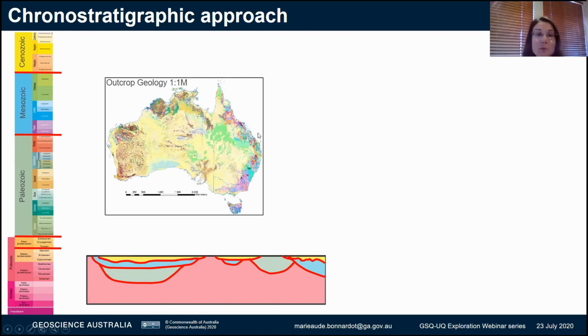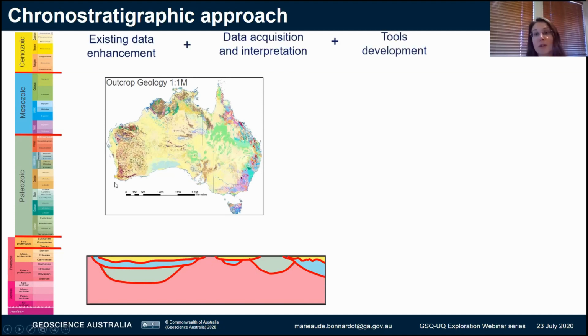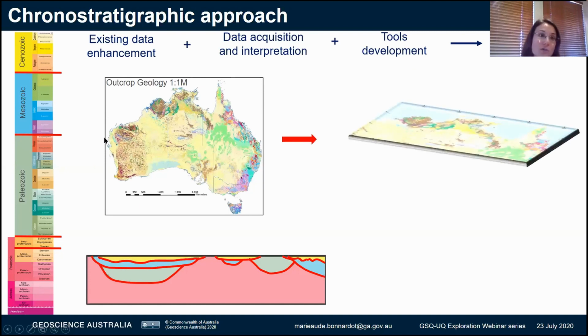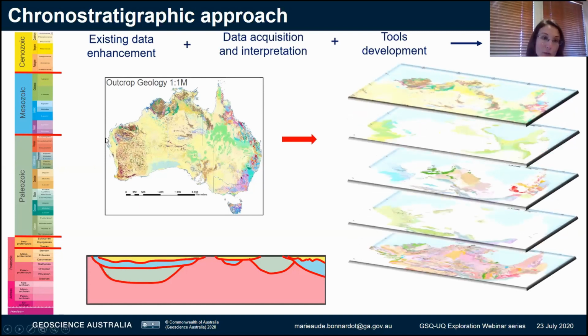So how can we map below the cover? Well, given that the cover accounts for about 80% of the continent, we cannot realistically only rely on conventional field mapping and sampling, and instead we need to develop a new approach that involves enhancement and acquisition of multidisciplinary and multi-scale datasets, as well as the development of predictive tools to help us predict what lies under cover, and going from these 2D geological maps to a layered model.